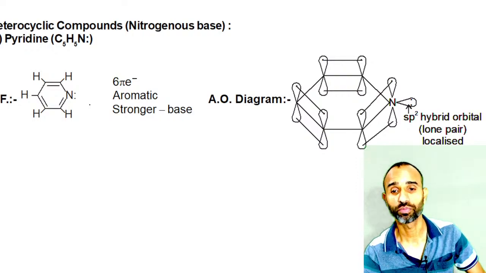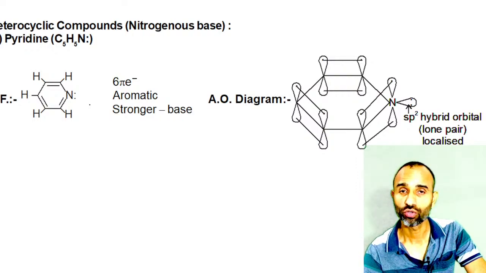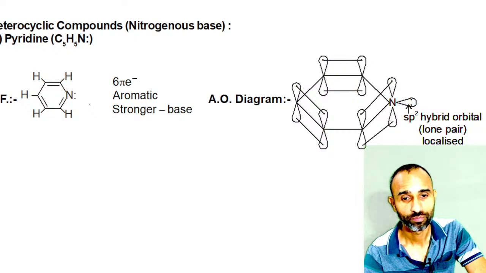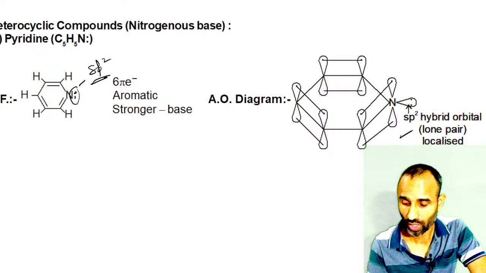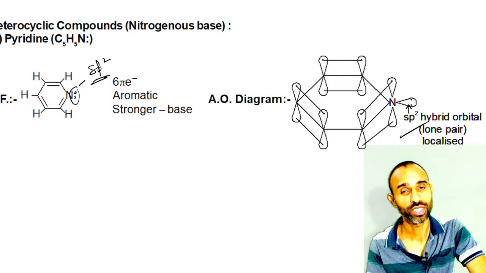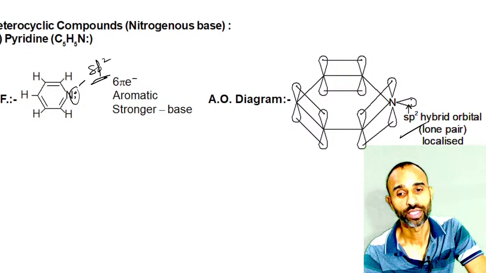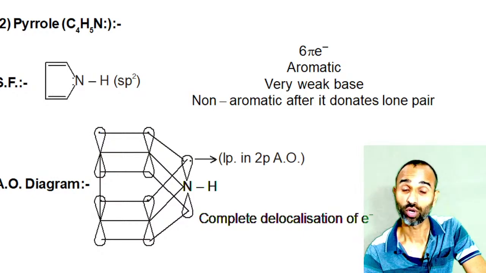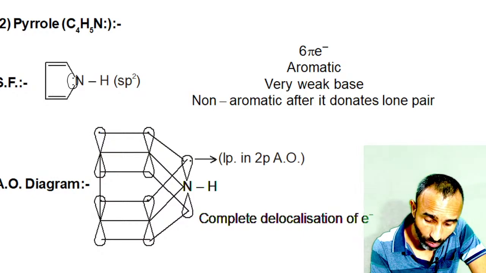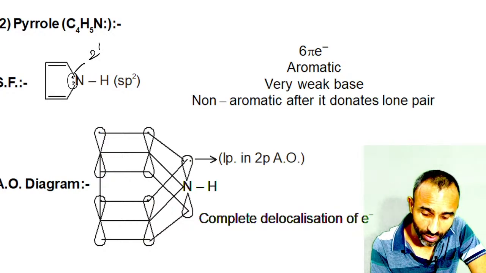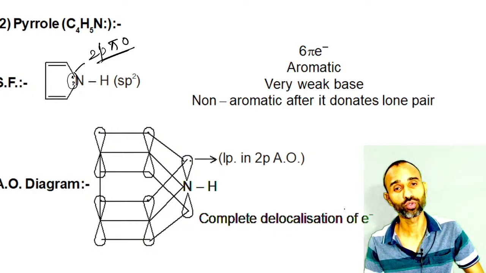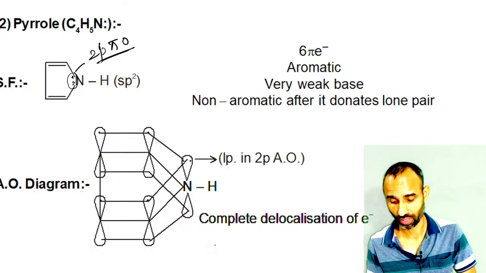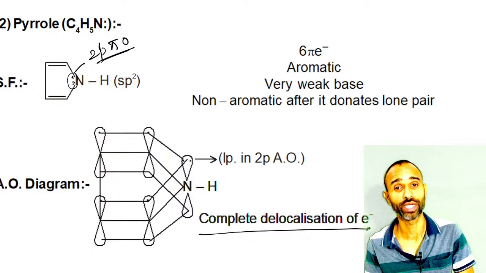Heterocyclic compounds, pyridine. So pyridine, you know, it is aromatic, and this lone pair is in an sp2 hybrid orbital because that is not involved in conjugation and it is aromatic. Pyrrole, in case of pyrrole, this lone pair is in a 2p atomic orbital. It is involved in conjugation, it is involved in resonance, complete delocalization of electrons takes place.